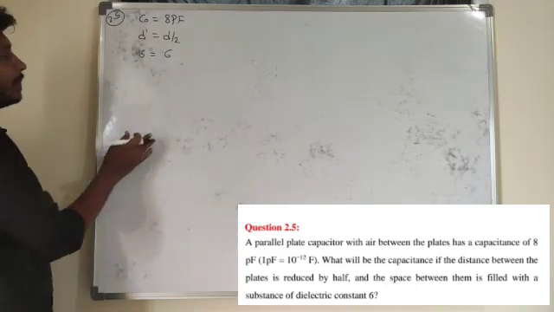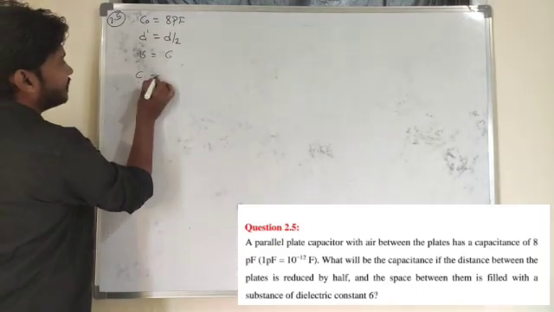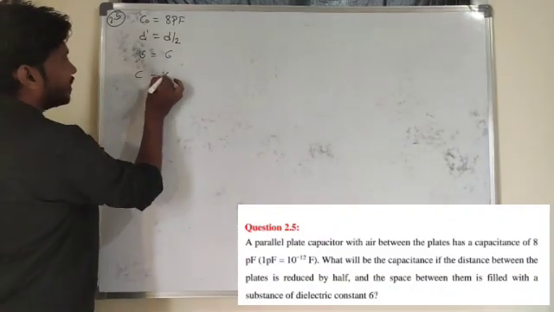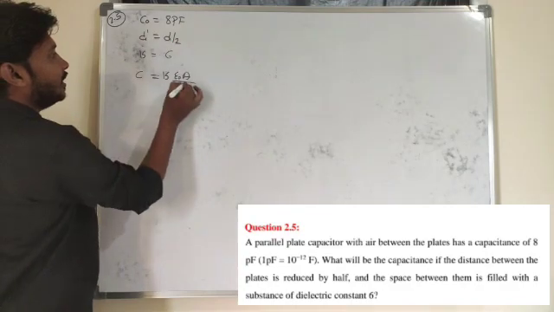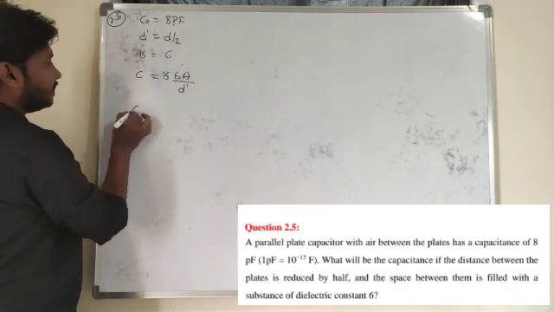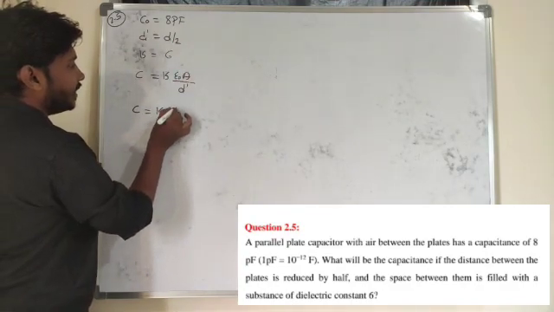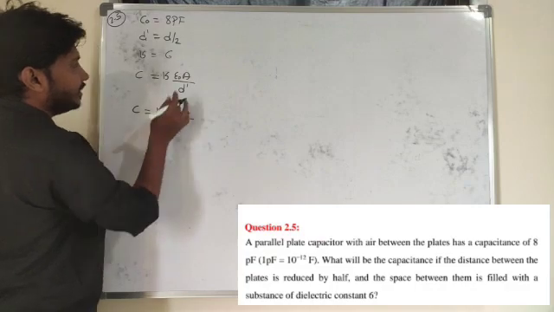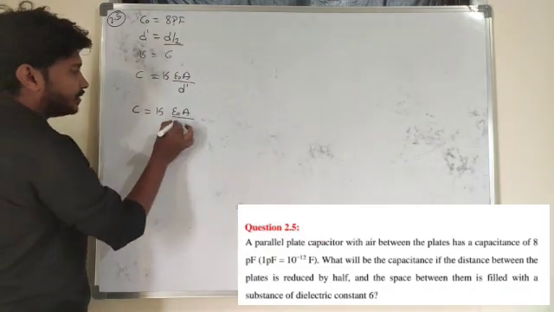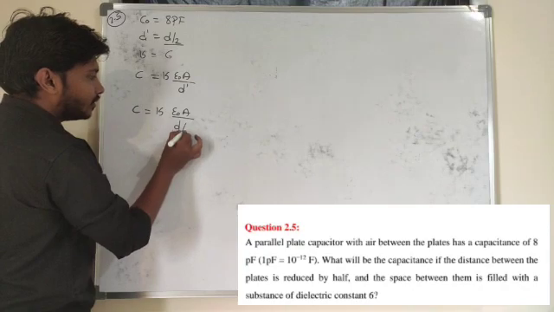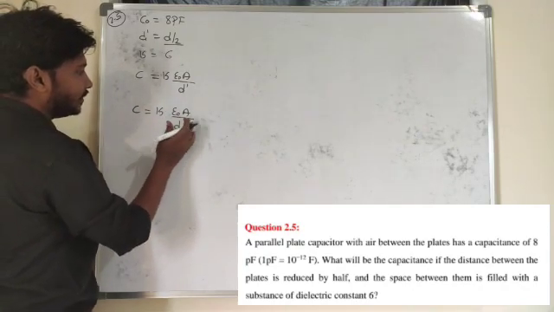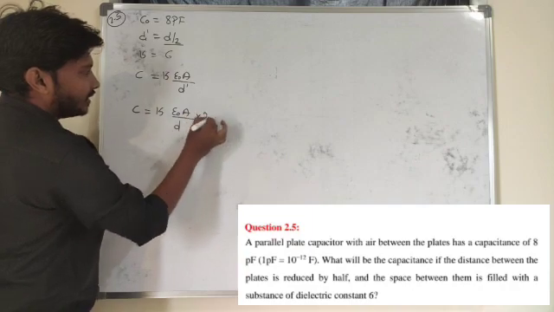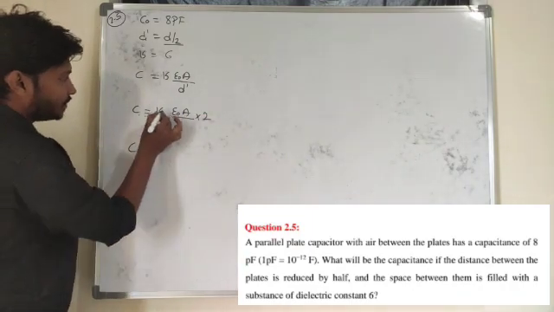So what about the new capacitance? We have the generalized formula: C is equal to K into epsilon naught into A divided by D. They are changing the distance value here. C is equal to K into epsilon naught into A divided by half of the initial distance, so D by 2. The denominator goes to the numerator, so we can take it as a 2 here. So D by 2, now fill in the value.